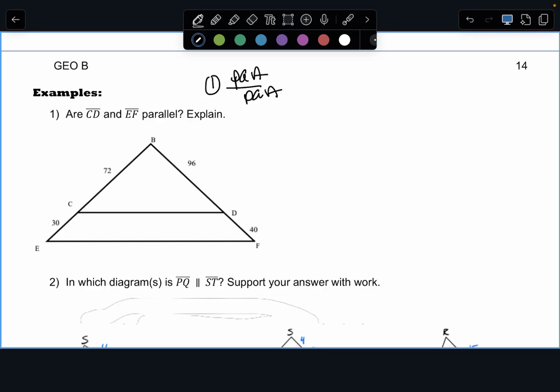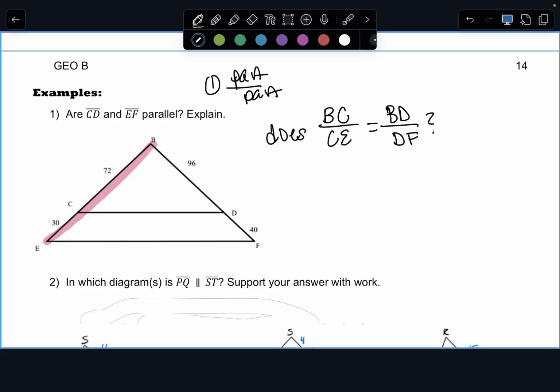This question's asking, is CD parallel to EF? So in other words, what we need to check is, does our part over part work? Does BC, that's one of our parts of this pink side, over the other part, CE, is this part over part equal to this part over part, BD over DF? That's the question that we're really asking.